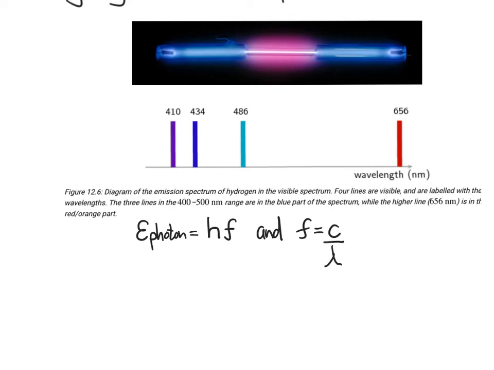So if you take these two relationships and combine them, we get that the energy of a photon is equal to Planck's constant times the speed of light, or the speed of electromagnetic radiation, 3 times 10 to the 8 meters per second, divided by the wavelength of the specific electromagnetic radiation. And so using this relationship together with these specific wavelength values, you can work out the energies of the photons for these 4 different bands of visible light.